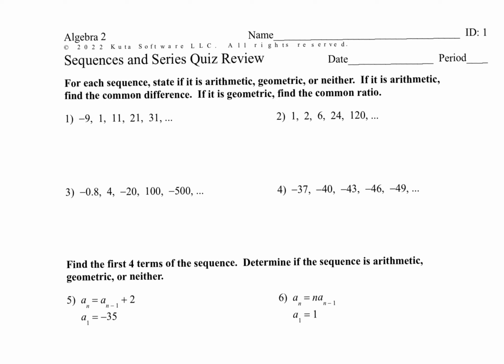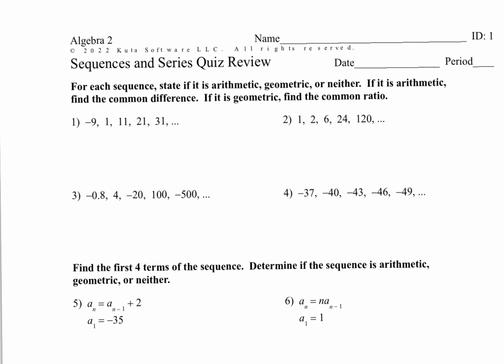So I always like to do arithmetic first, and I start by picking the easiest numbers. So 1 plus 10 is 11. 11 plus 10 is 21. So it looks like we're adding, so that makes it arithmetic. And then we have a common difference of 10.